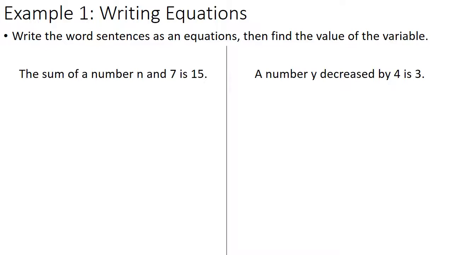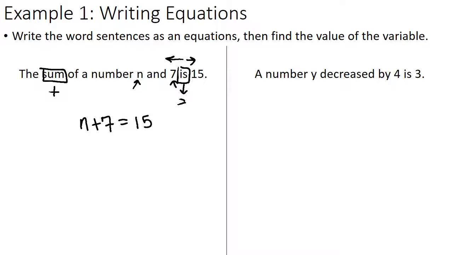So as we look at this, the sum of a number n and 7 is 15. Since we see that we are talking about the sum, that means we are going to be using addition. And we are going to be adding n and the number 7, and then we know that is going to be referring to our equal sign. So on one side we have one expression, on the other side we have our other expression. So we know the sum of a number n and 7 is equal to 15. So the sum of n and 7, so that's n plus 7, is equal to 15.